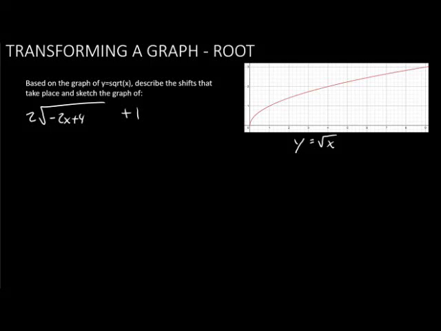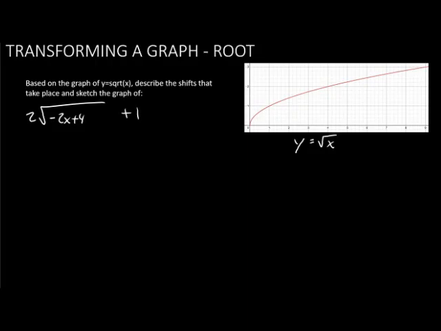In this problem, we'll do a more advanced example of transforming a graph. On the right side of this picture, I've given you the graph of y equals square root of x. Now, based on the graph of y equals square root of x, we are to describe the shifts that take place and sketch the graph of the function 2 times square root of negative 2x plus 4 plus 1.